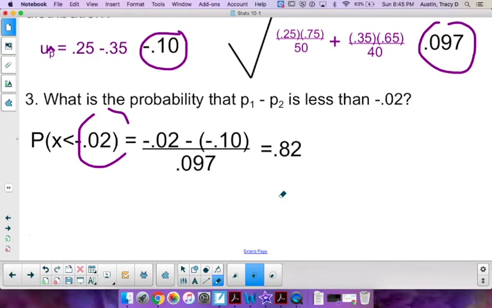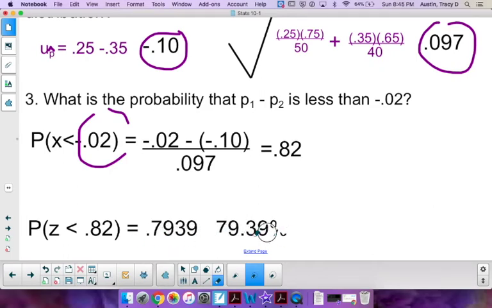Remember the next step when we're doing a probability question, you know, there's our nice show of our work. Our next step is to now write it as a z statement, since that is what we are actually doing. The probability that z is less than 0.82, you go look up that score on your z table, and you get 0.7939. So if we were to actually make a statement about that, there is a 79.39% chance that the true difference between these two proportions is less than negative 0.02. Okay, that's what that would be in words.